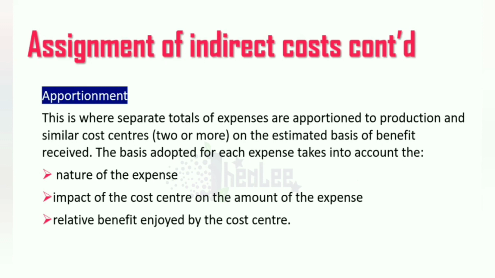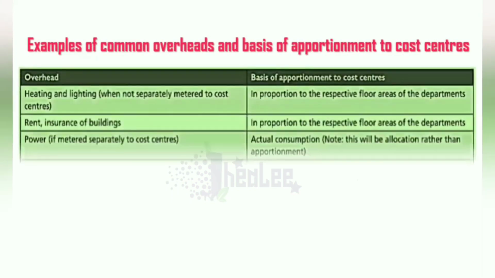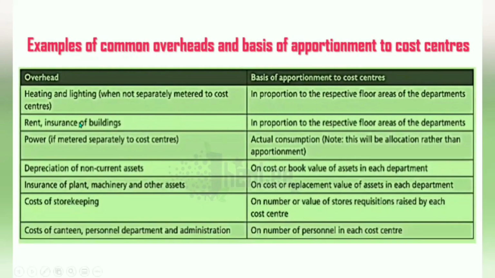Let's now look at examples of common overheads and basis of apportionment to cost centers. And the table has two columns. The first column looks at overhead costs. The second one looks at the basis of apportionment to cost centers. For heating and lighting, it is typically apportioned based on the respective floor areas of the department. Rent and insurance of buildings, usually they tend to use the floor areas of the department.